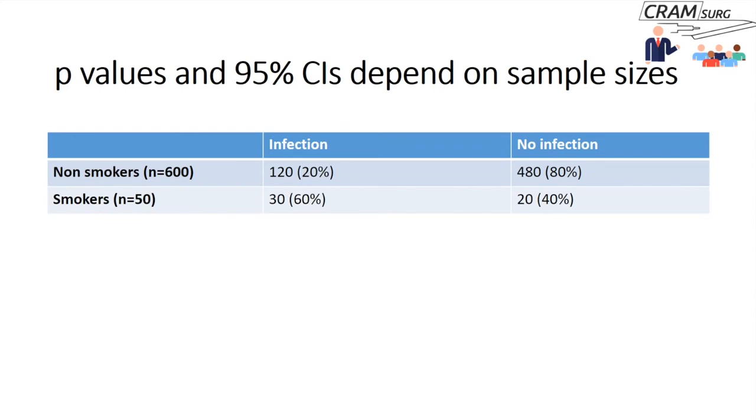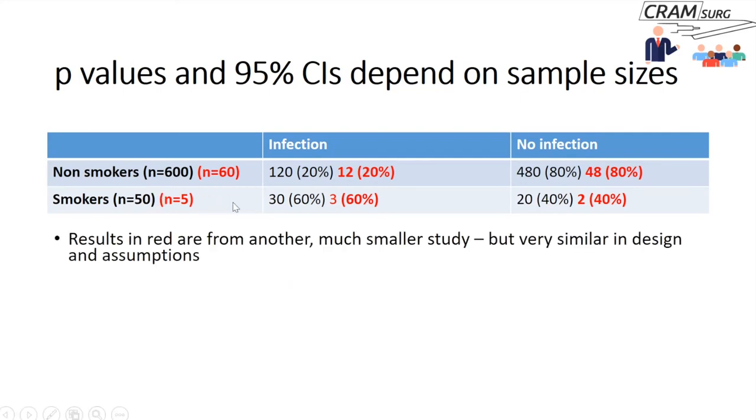Now, the final point really is that these values, the confidence intervals and the p-values, depend on a number of factors and in particular sample sizes. So let's just take the same example again. You've got smokers versus non-smokers compared to infection as an outcome. And you know that we had 650 patients to start off with in the study. Let's just assume somebody else has done a really small study, but very similar in design and assumptions. These numbers in red are from another much smaller study. And you find that the infection rates in both groups are fairly similar. It's just that the numbers are really low.